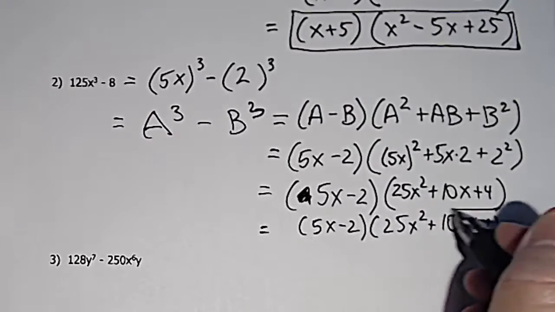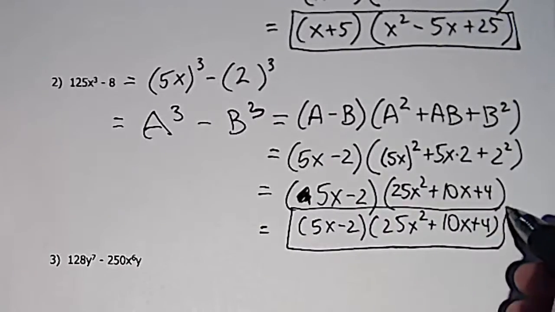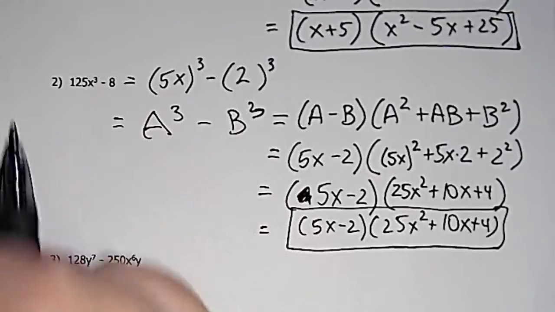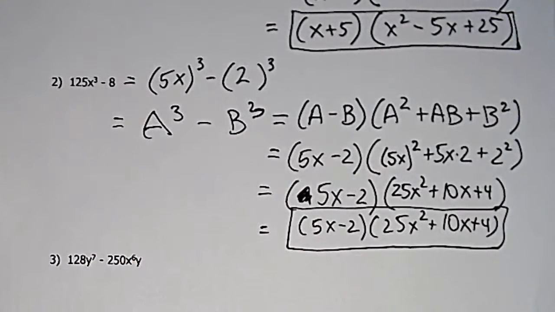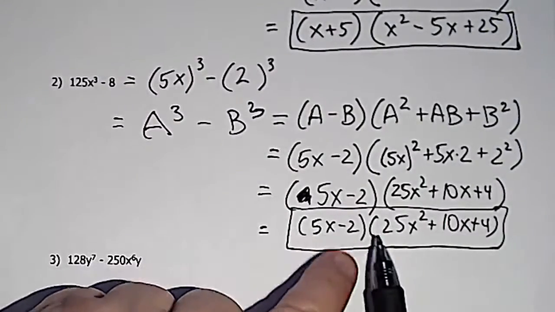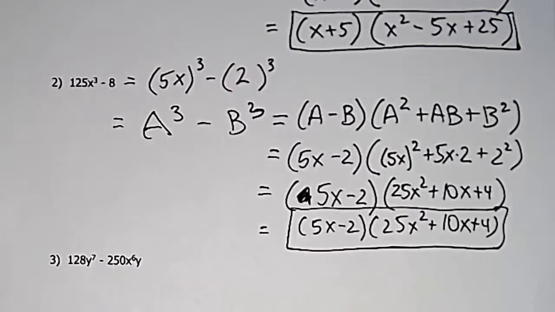Now, what could you do if you're looking at that going, oh man, that looks wrong? The answer is you can multiply it out if you really feel like it. Either that or you can say it looks close enough. But if you want to check it, multiply it out, break it down, say 5x times this whole thing minus 2 times this whole thing, and see what you get.